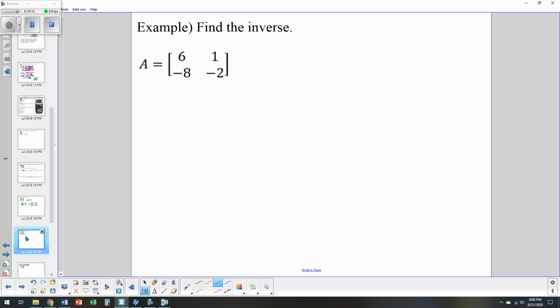So let's do another one, right? Because I want to make sure we know how to do these. So down, 6 times negative 2 is negative 12, minus up, 1 times negative 8 is negative 8. So negative 12 basically plus 8 is negative 4. So this is going to be 1 over negative 4. Switch places, negative 2 up top, 6 now down below. Switch signs, this is now a positive 8 and a negative 1.